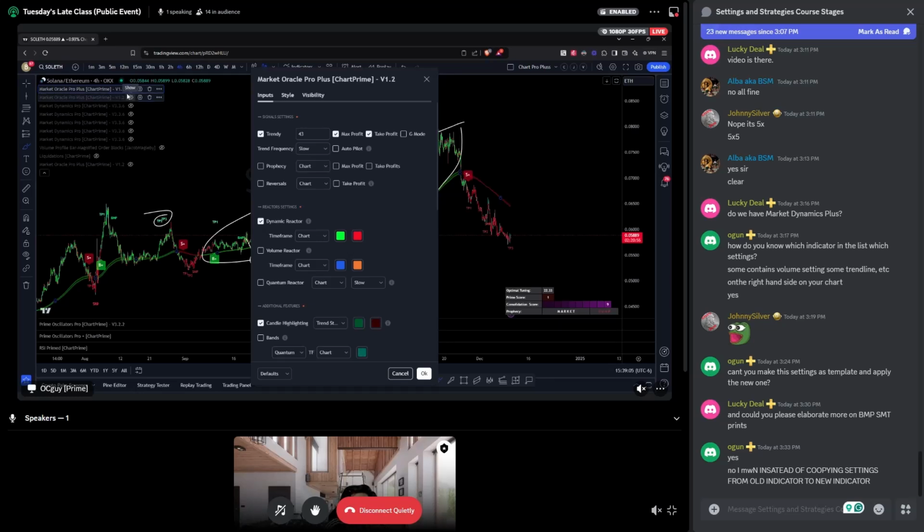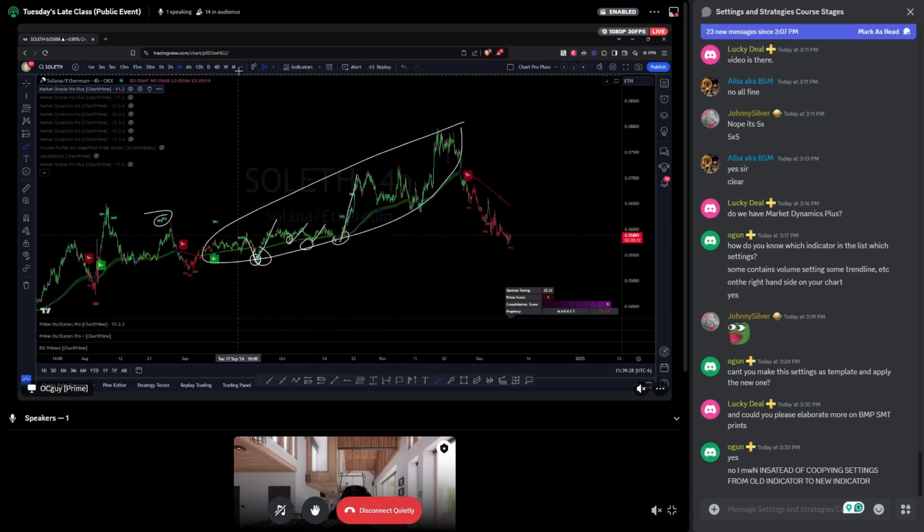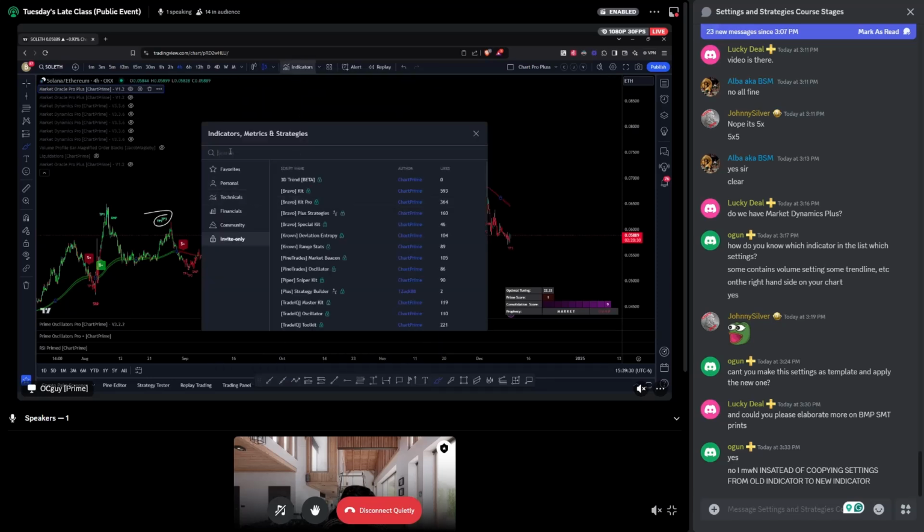So how do I implement volume here? By implementing my dynamic reactor. Dynamic reactor is not an EMA, it's not a VWAP, it's not an MA, it's nothing like that. What it is, is a high volume area. Basically, we grab volume and we reinterpret it as something easy to read, right? Because let me give you an example here. Let me just go into indicators, do volume here.